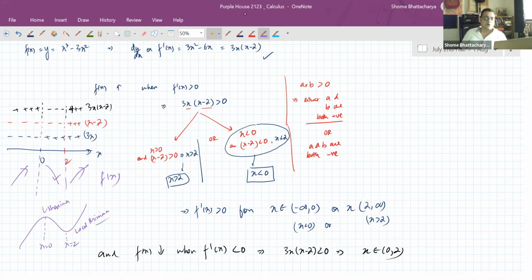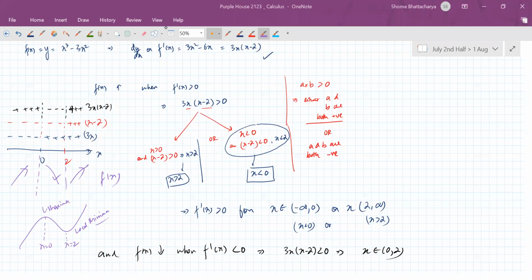Okay, so for quadratic functions, this analysis is very simple. For cubic functions, it's a little bit more complicated, but this is how we do it. Okay, so just make a note of this fully.